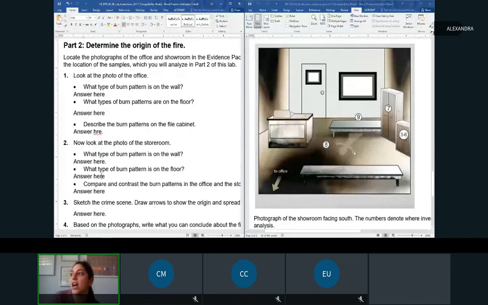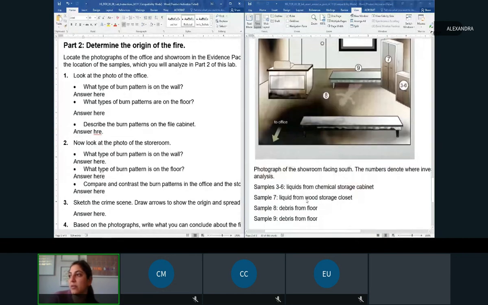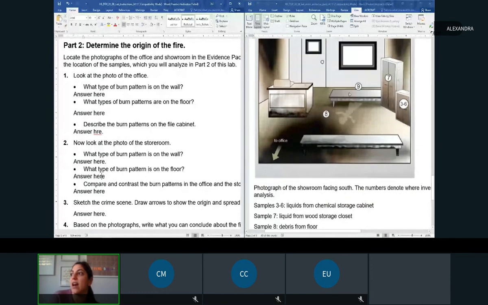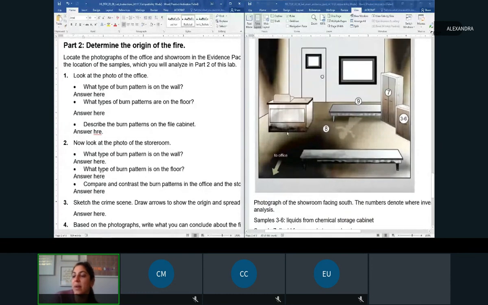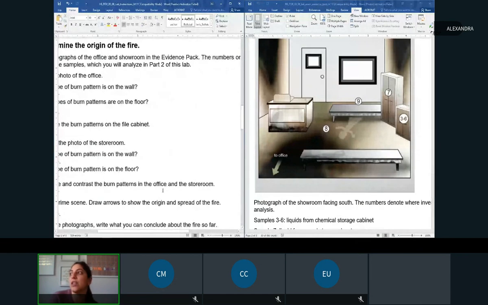But you're right, we've got a heat shadow, right? This would be where Maria was. We can even take a look at debris from the floor, right? We would think this is kind of where her body was laying. And then compare and contrast the burn patterns in the office and the showroom?